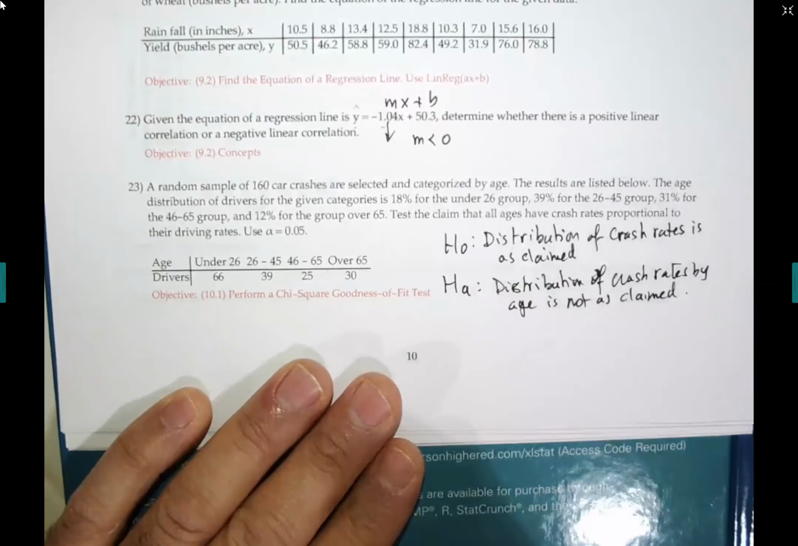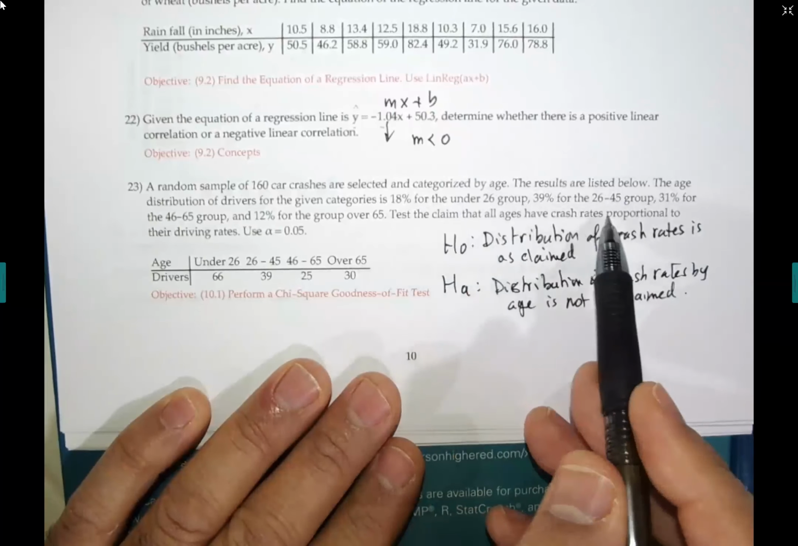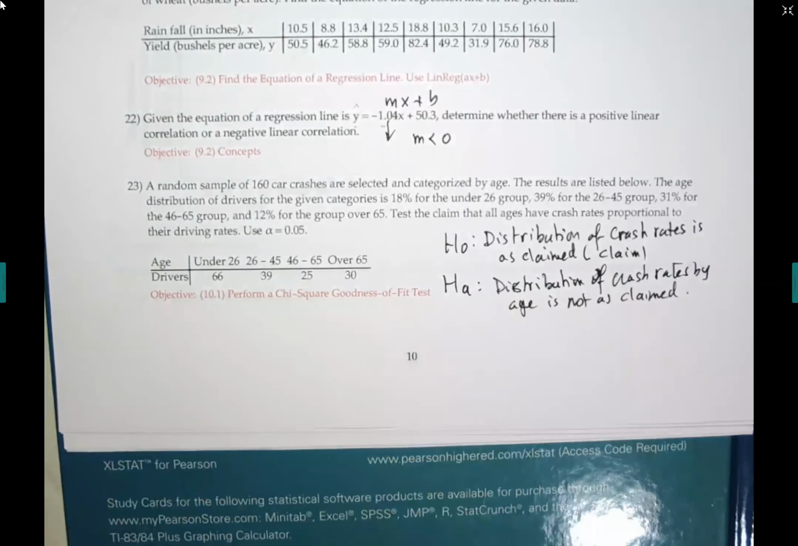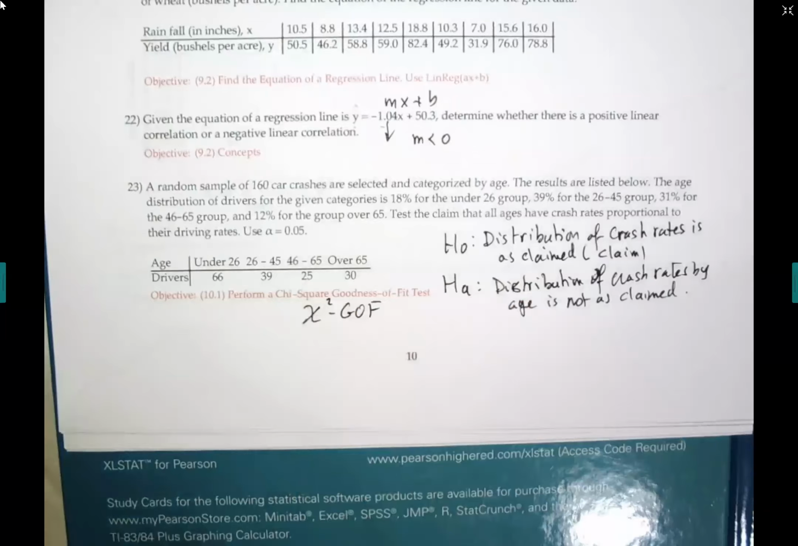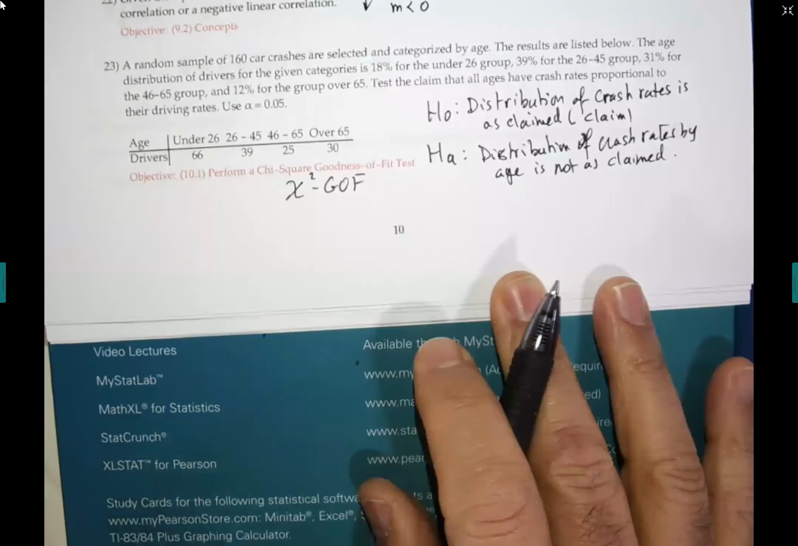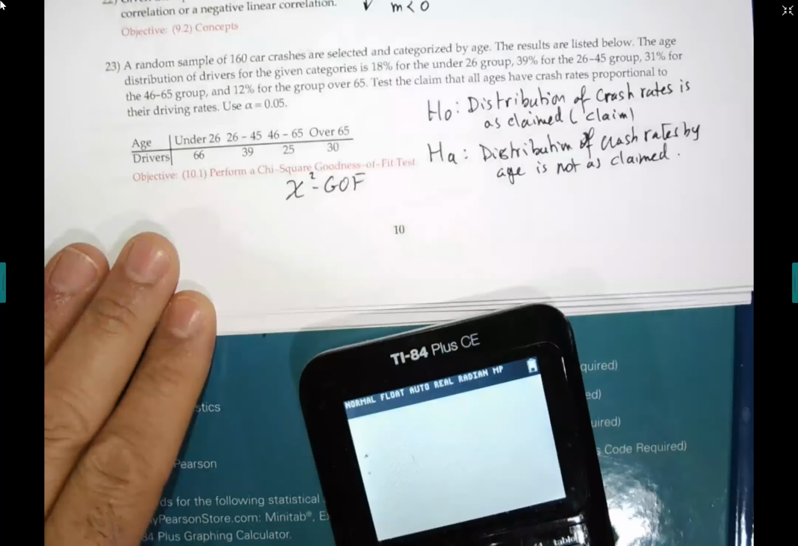Now, where is the claim here, guys? He says, test the claim that all ages have crash rates proportional to their driving rates, which is given to us, so it must be in the null hypothesis. This is a goodness of fit test, guys. On the calculator, it's called chi-square GOF. This is the test, and let me show you how to run the test using technology. You gotta admire technology by the end of this semester because we used it quite a bit.